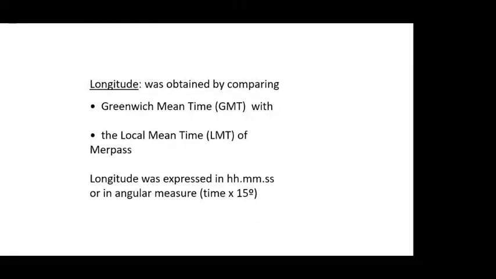The moment people became clever enough to calculate the position of stars by means of spherical trigonometry, they had to work with degrees and minutes and seconds. You couldn't work with degrees and minutes and seconds in latitude and hours, minutes, and seconds in longitude. It's a case of apples and pears. So everything had to be converted to apples.